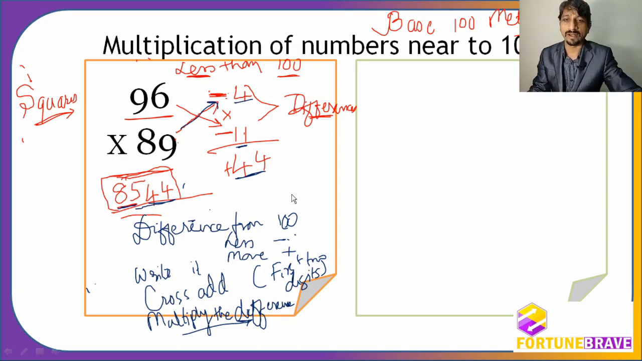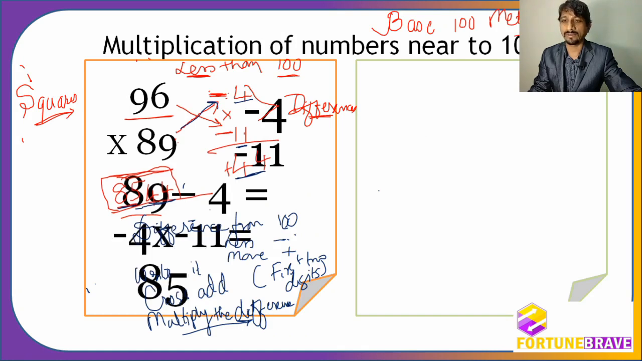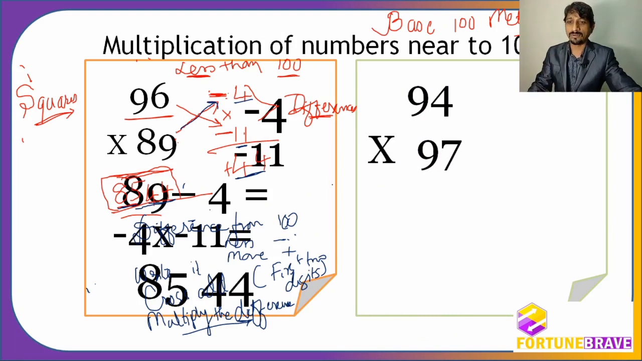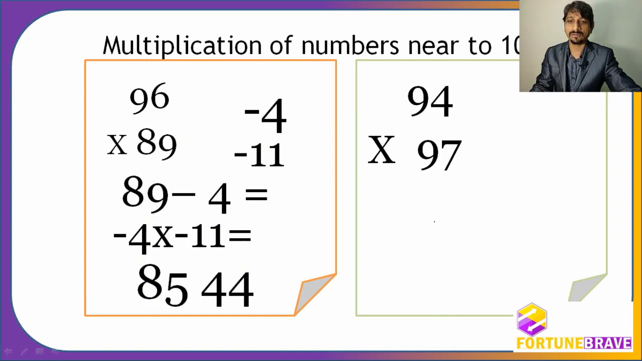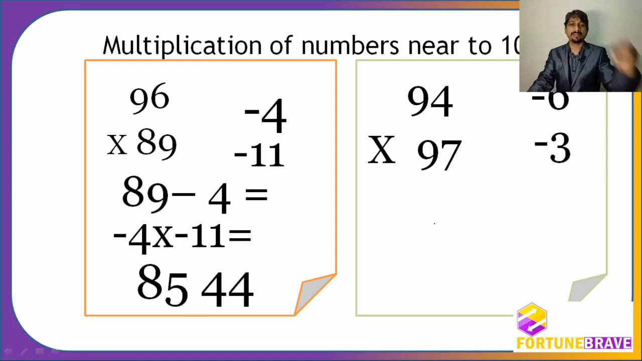Can we go to the next one? So what is next? Is there any question next? Again, this is explained here, that is fine. Okay, now let us see here. 94 into 93. So now the machine is going to do everything. 94 is how much less than 100? Minus 6 because it is less than. So minus 6. Then 97 is how much less? Minus 3.